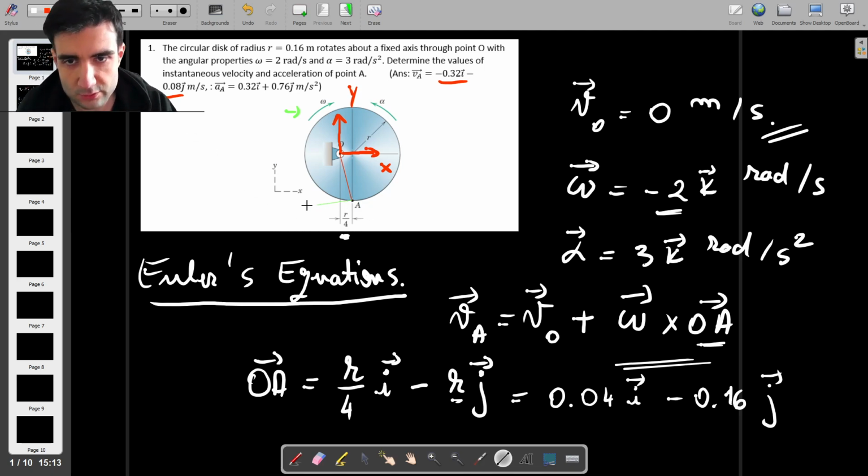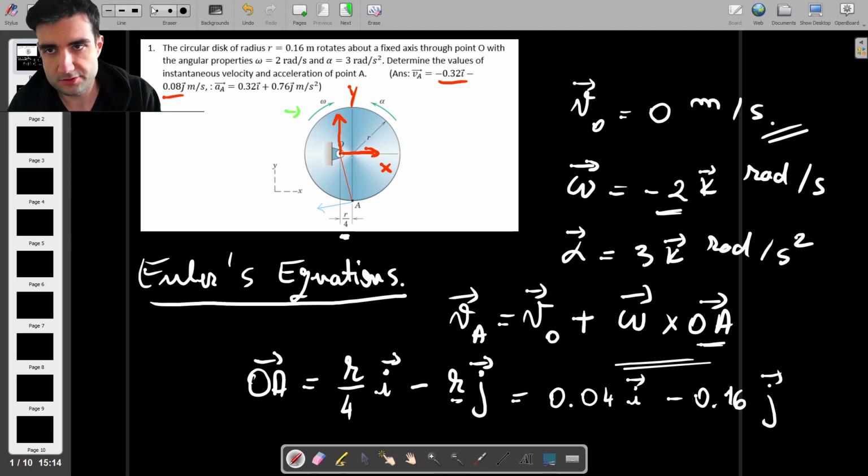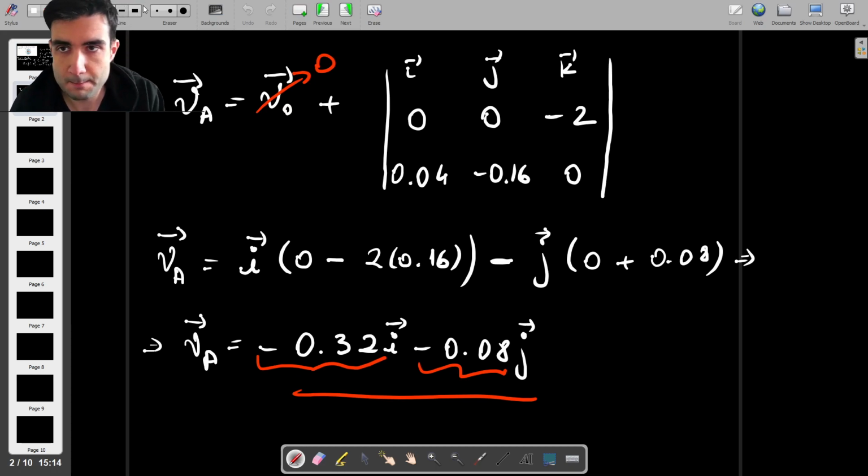So we know it's perpendicular. Maybe I should use a different color. We know it's perpendicular to that radius, and it has to point this way because the wheel is spinning clockwise, right? So the velocity of A is pointing in that direction, which means that this will have two components, both of which are negative. So the x component of the velocity is pointing to the left, the y component of the velocity is pointing downwards. Left and downwards, they're both negative, hence we have minus signs.